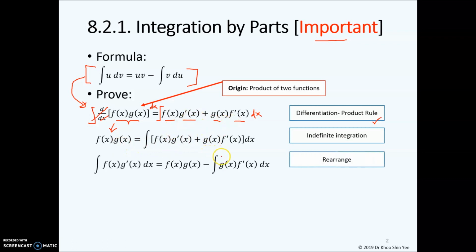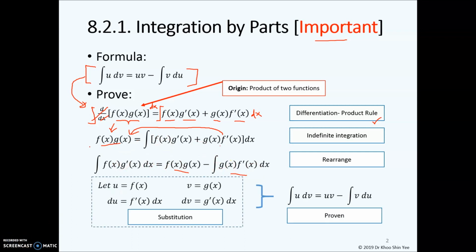So we continue. We can rearrange the formula. Let us move the g(x) f'(x) term to our left hand side. So you have f g, which is this term, minus the integral of g(x) f'(x), which is this term. So let us make some substitution here. Let u be f(x), du is the differentiation f'(x) dx, v is g(x), dv is g'(x) multiplied by dx. So we substitute inside.